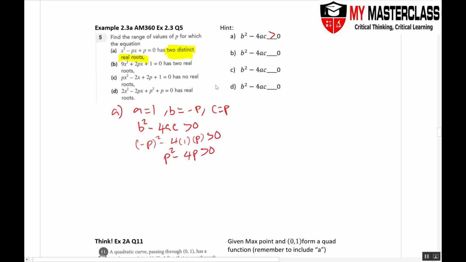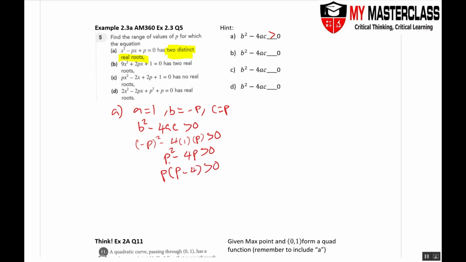Then what a lot of students might end up doing here, because it's very easy, is just divide by p on both sides and then solve for p like that. This is wrong. You cannot divide by p like that. When you do that, you are essentially eliminating one solution. The correct way of doing this is to factorize out p from both terms, so p times p minus 4 more than 0.